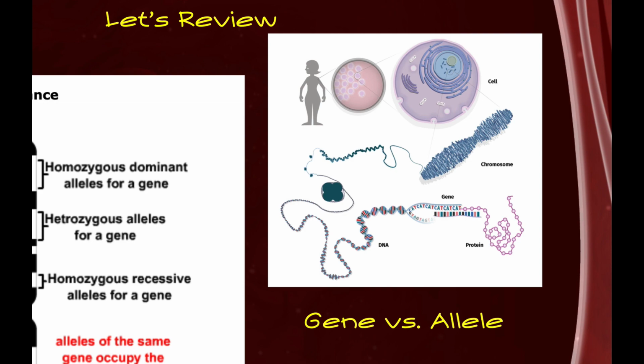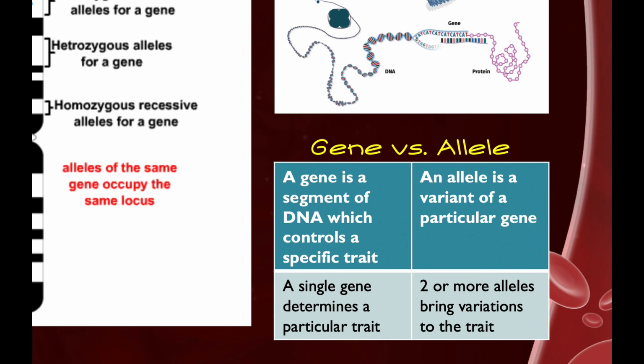Now, how does the term allele fit in there? Well, we can take a look at genes versus alleles to come up with some ideas. Genes are segments of DNA which control a specific trait, usually producing a protein, but sometimes regulatory. And an allele is a variant of a particular gene. So ultimately, we can have different characteristics that come from one gene. Normally, genes will determine a particular trait. But if you have variants of those genes, you may have variations of that trait.